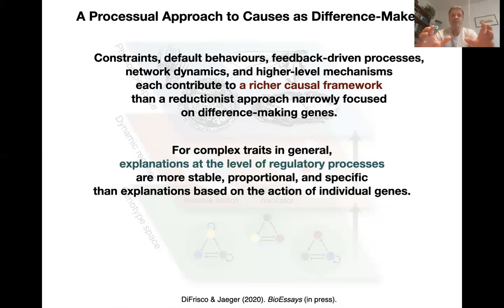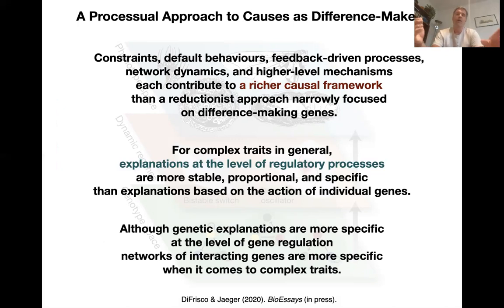It was exactly to this one conclusion. For complex traits in general, explanations at the level of regulatory processes are more stable, proportional, and specific than explanations based on the action of individual genes. So explaining developmental processes by the action of single genes is the wrong thing to do, because these explanations are unstable, sensitive to context and time. They are disproportional, so they're often not relevant at that level, and genes don't have specific effects because of the sensitivity of their effects, okay?